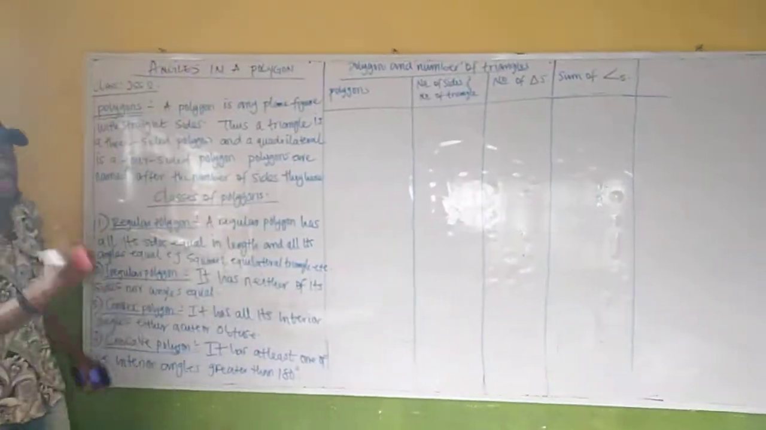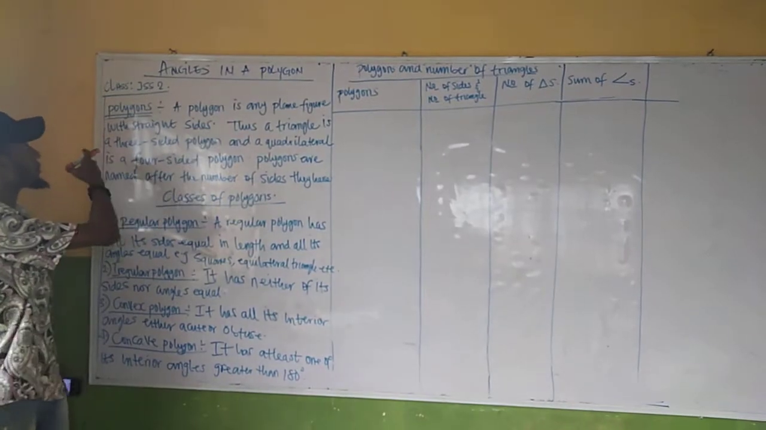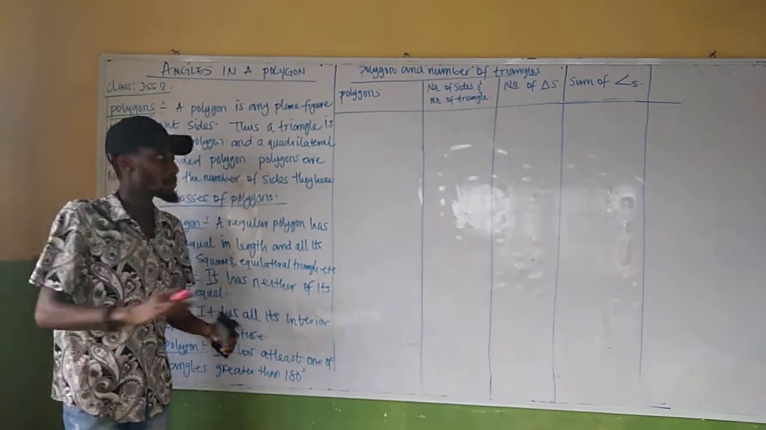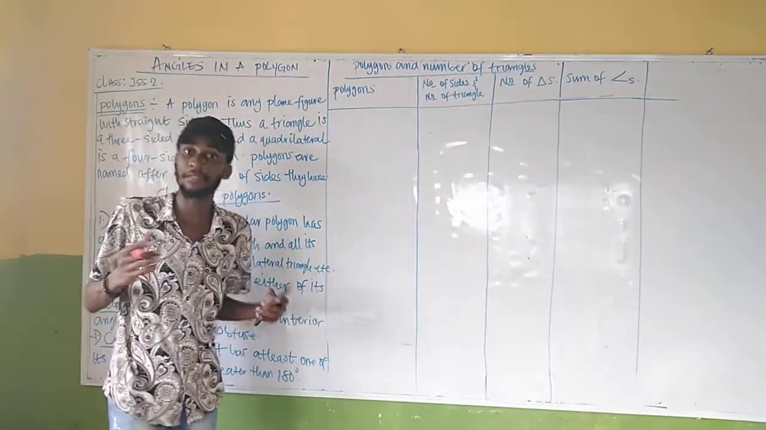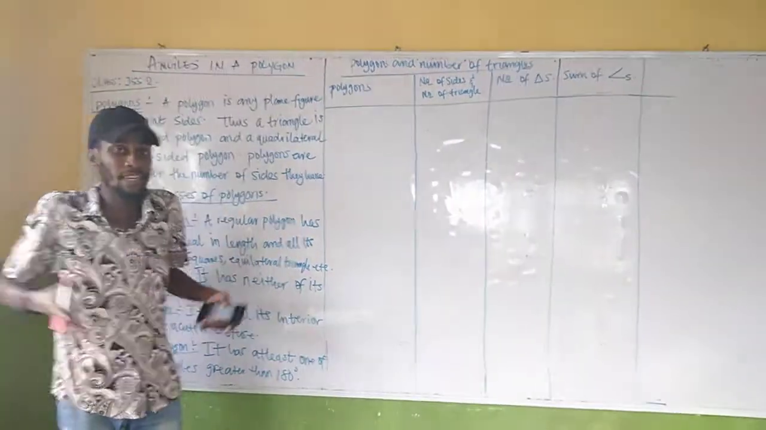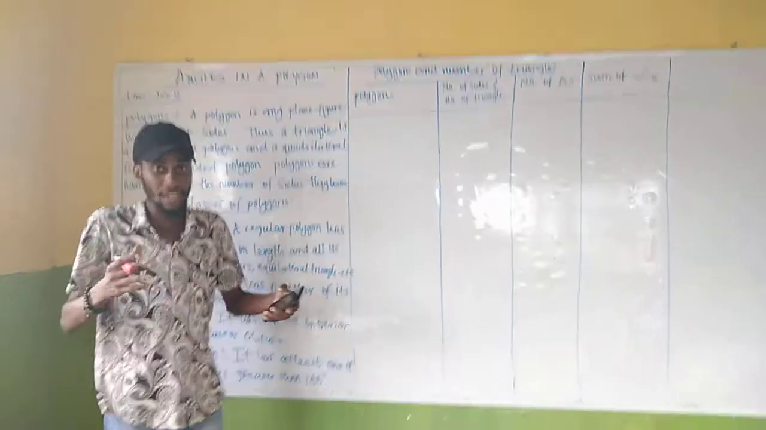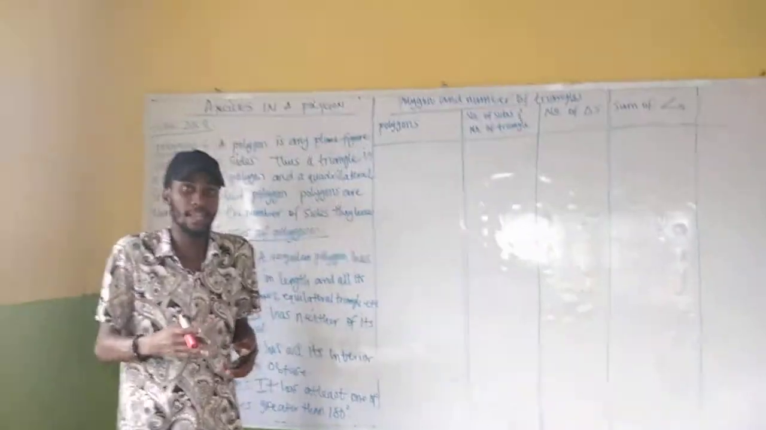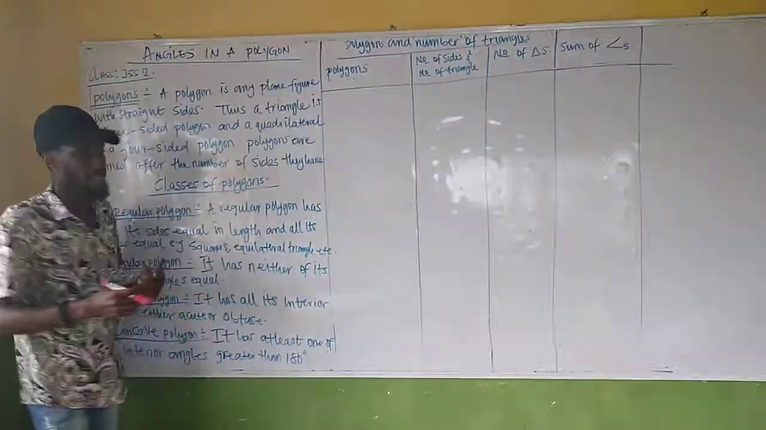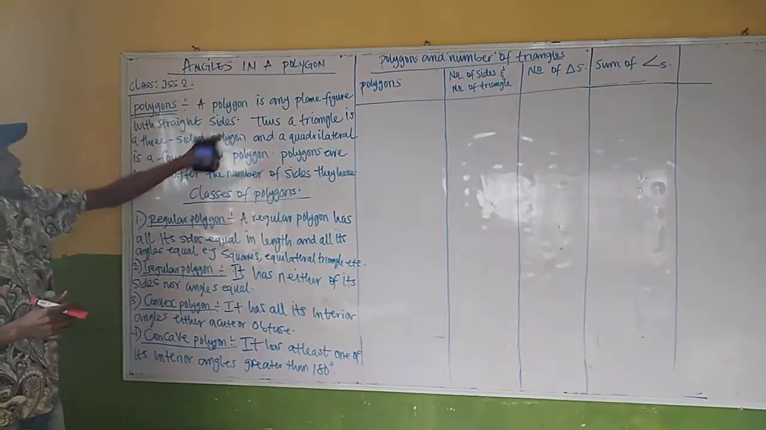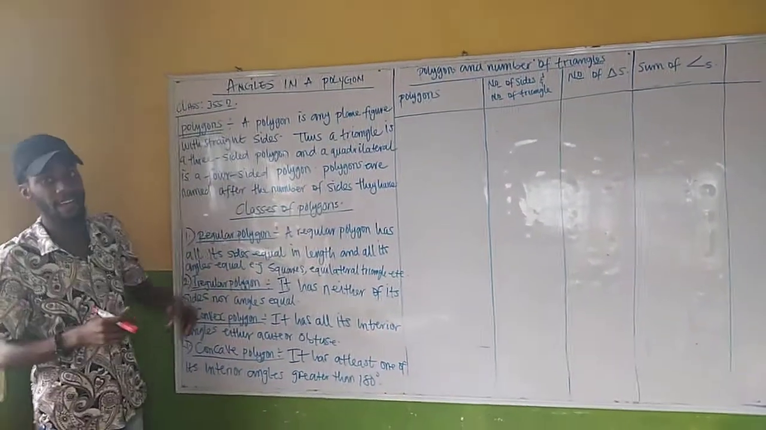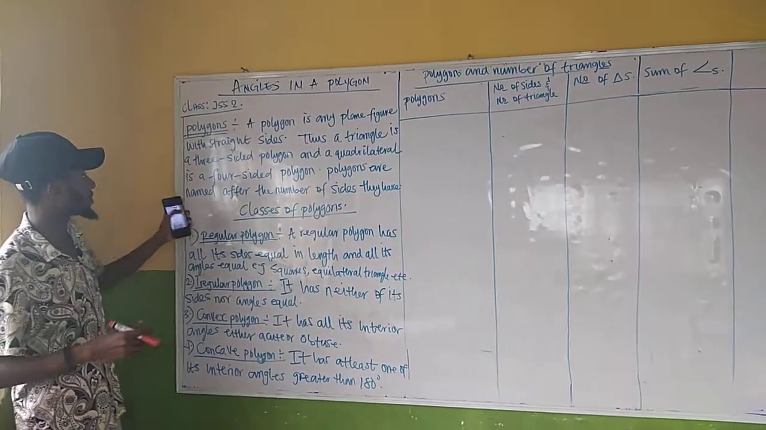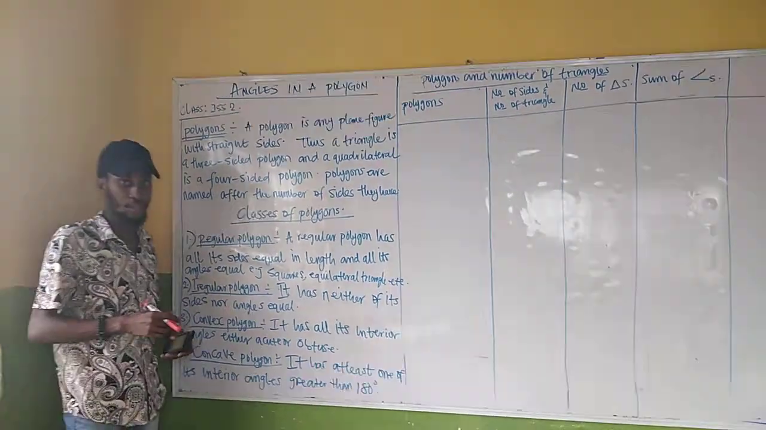Hence, you can at the same time say a polygon is any plane figure with straight sides, because one thing you have to know about polygons is that the sides are always straight. So in other words, they are bounded by straight lines. You bring 3 or more straight lines together to form a polygon. Thus, a triangle is a 3-sided polygon, and a quadrilateral is a 4-sided polygon.